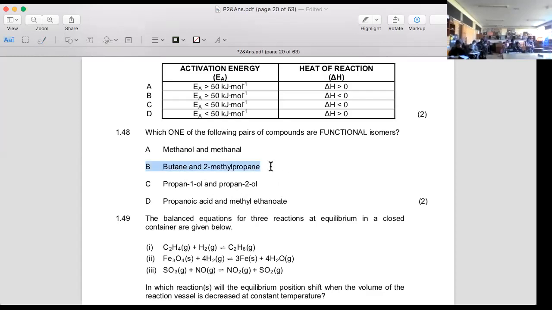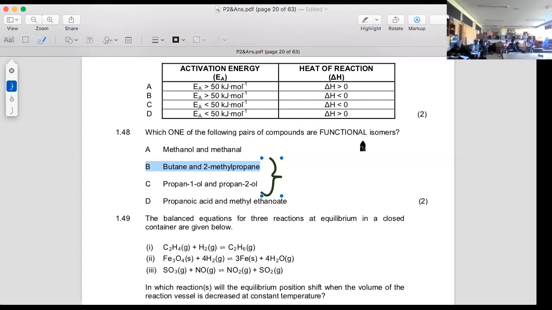Both of these guys are isomers, but they are not functional isomers. You want something with two different functional groups. Those are structural isomers. Propanoic acid and methyl ethanoate.